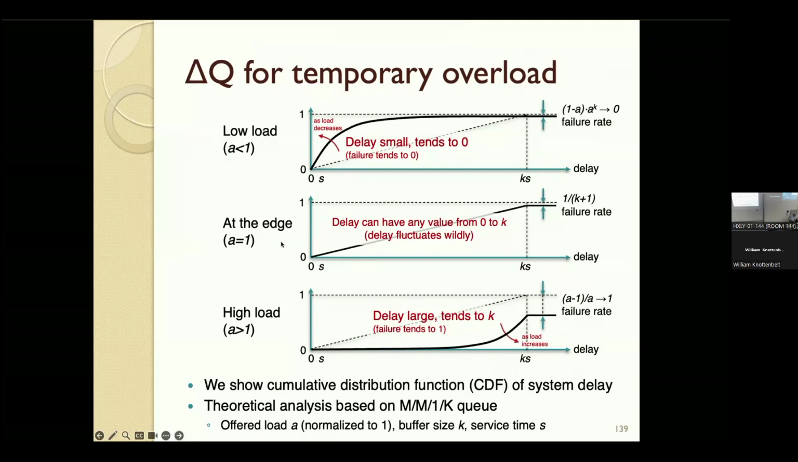And once you are at the edge, you can see it's like a uniform distribution. The buffer has the same probability of having any number of packets inside. So the delay is basically varying from 0 to K, and could be any value with the same probability. So you can see how it's stable at low load, stable at high load, and wildly fluctuating in the middle.